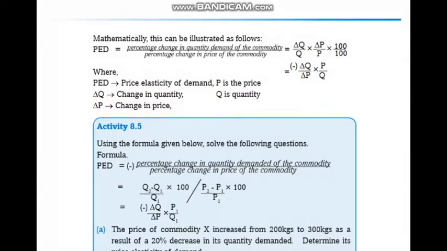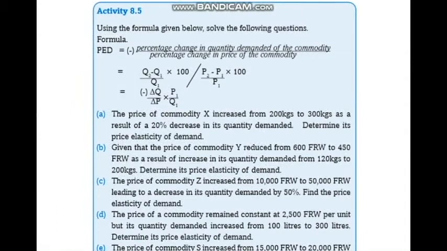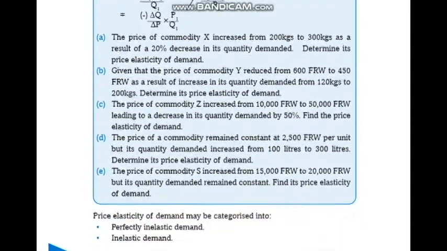So as an example now, using the formula given below, solve the following question. The formula: PED equals minus percentage change in quantity demanded of the commodity over percentage change in price. Using this formula as we have shown above, the price of commodity X increased from 200 kilograms to 300 kilograms as the result of a 20% decrease in its quantity demanded. Determine its price elasticity of demand.